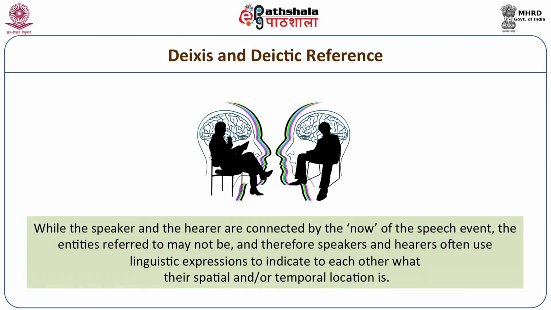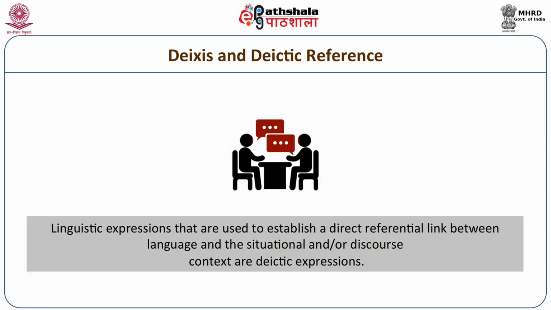While the speaker and hearer are connected by the now of the speech event, the entity that is referred to might not be. And therefore, speakers and hearers often use linguistic expressions to indicate to each other what their spatial or temporal location is. These linguistic expressions, used to describe a direct referential link between language and the situation outside the world, are called deictic expressions.